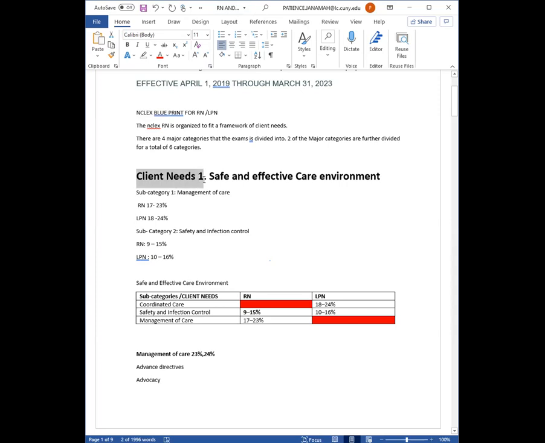So we have the client needs. What the exam is testing you on is client need. Everything is client need. They are not testing the nurse's need. They are not testing the computer's need. It's client need, what your patients need. The patient came to you to be taken care of. What is the need of this patient?